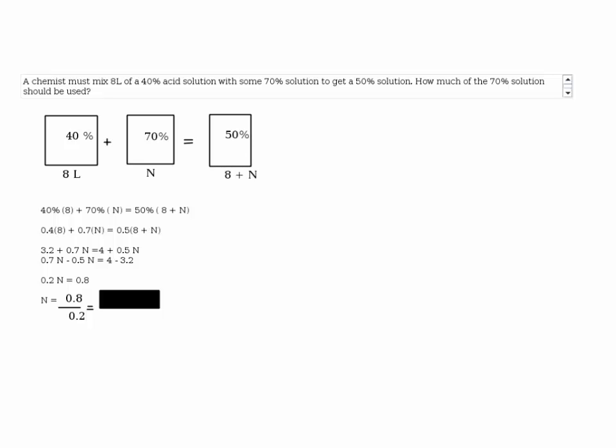So what would be the amount then? What would be N? Anyone? 0.8 divided by 0.2 is equal to 4 liters. Don't forget, you need to have units next to your final answer. It would be 4 liters of 70%. That's what we need.